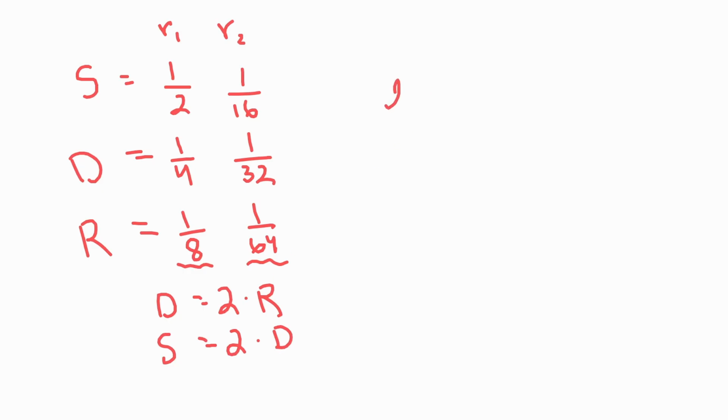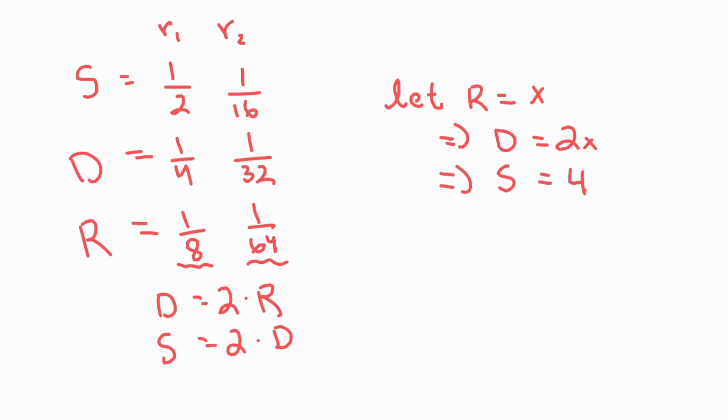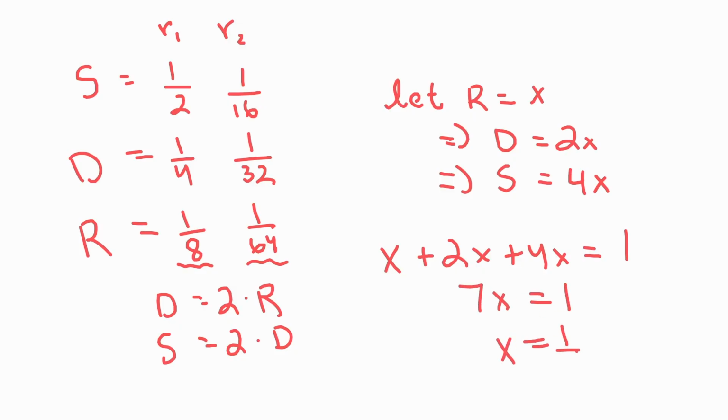So if we let Rajiv equal x, this would mean that Dave is equal to 2x, and this would mean that Sarika is equal to 4x. Now we can just add all of these up because we know these three are the only ones eating the cheese. If we add all of them up, we'll get the entire block of cheese. So we get x plus 2x plus 4x is equal to 1, one whole block of cheese. Then we get 7x is equal to 1. x is equal to 1/7.